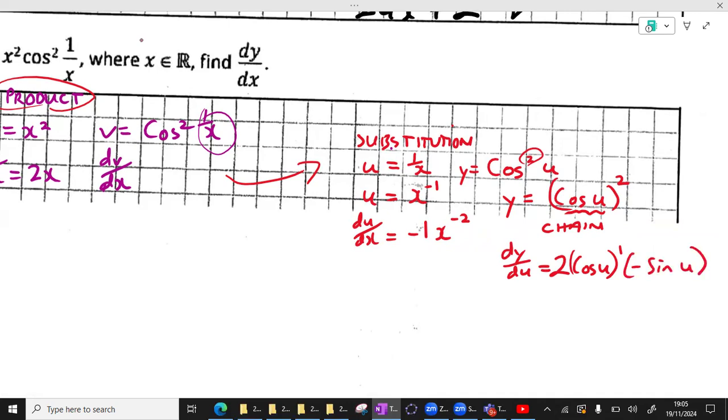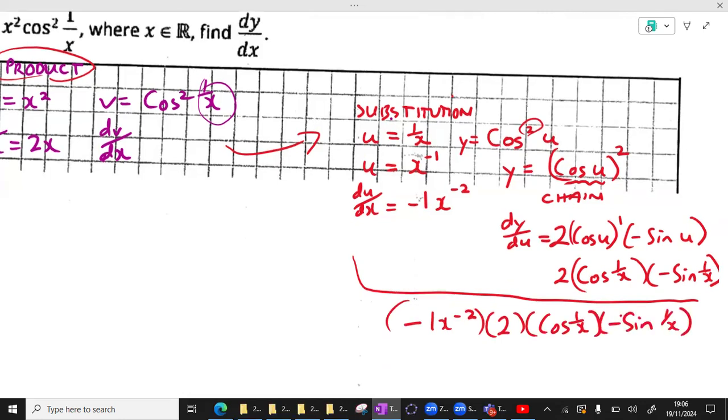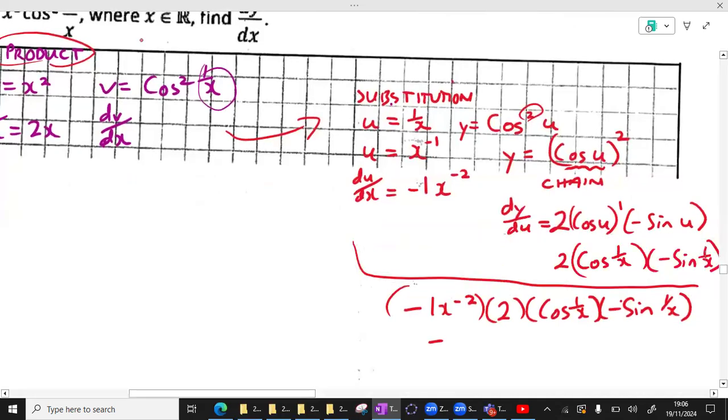Now, before I piece it back together, I just should bear in mind that my u is in fact 1 over x, and my minus sine u is also 1 over x. Now, I need to piece these two back together. So back together here, I would end up with minus 1 x to the minus 2 multiplied by 2. I'm just going to put them all in brackets so we don't get confused. So this is the entire piece here now at the moment.